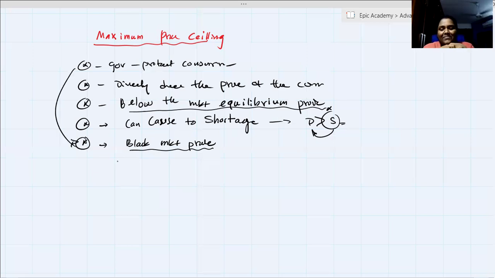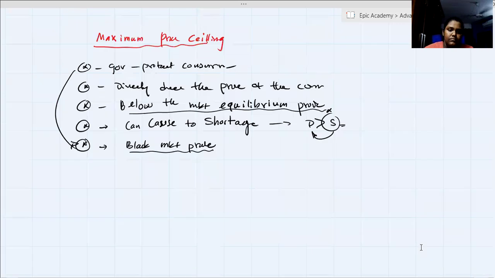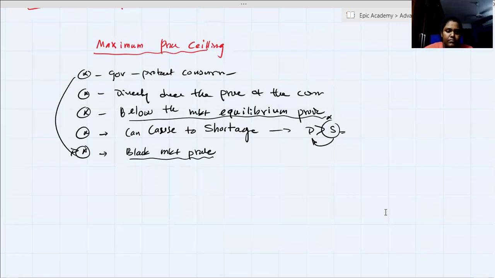We call it the black market price. Black market means it's an illegal economic activity. Always, an illegal economic activity we represent by using the word black market. There are a few kinds of black market activity in the economy, and this is one of the black market activities that appears after the government imposes a maximum price ceiling. Because for each and every price change, there must be a reaction from demand and supply.